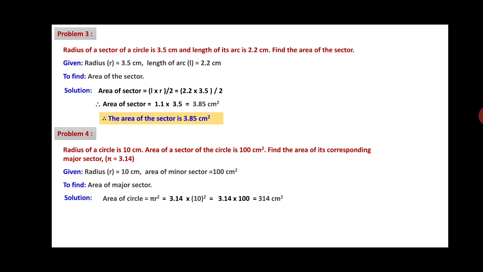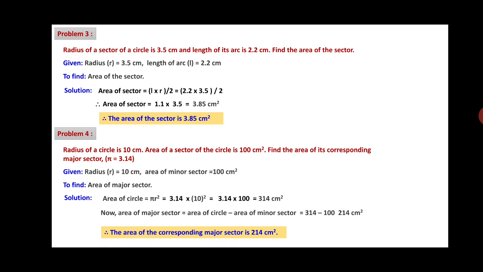So solution, here the area of the circle is pi r square, which is equal to 3.14 into 10 square. Radius is 10. Therefore 3.14 into 100, that will be 314 square centimeter. Now area of the major sector is equal to area of the circle minus area of the minor sector. So 314 minus 100, that gives you 214 centimeter square. Therefore, the area of the corresponding major sector is 214 square centimeter.